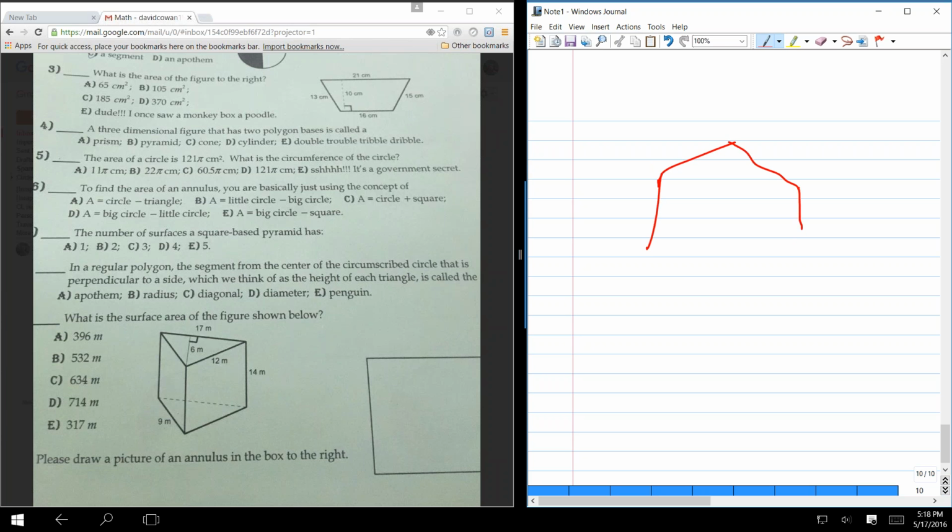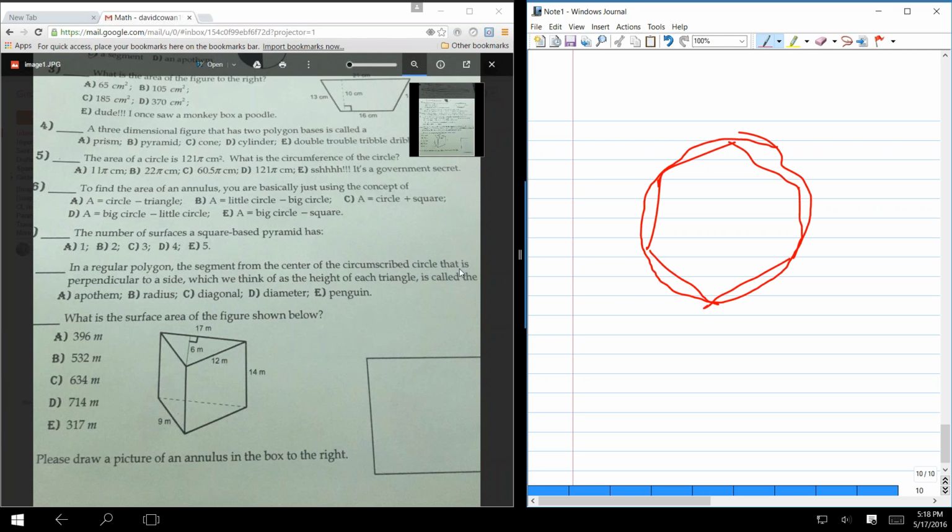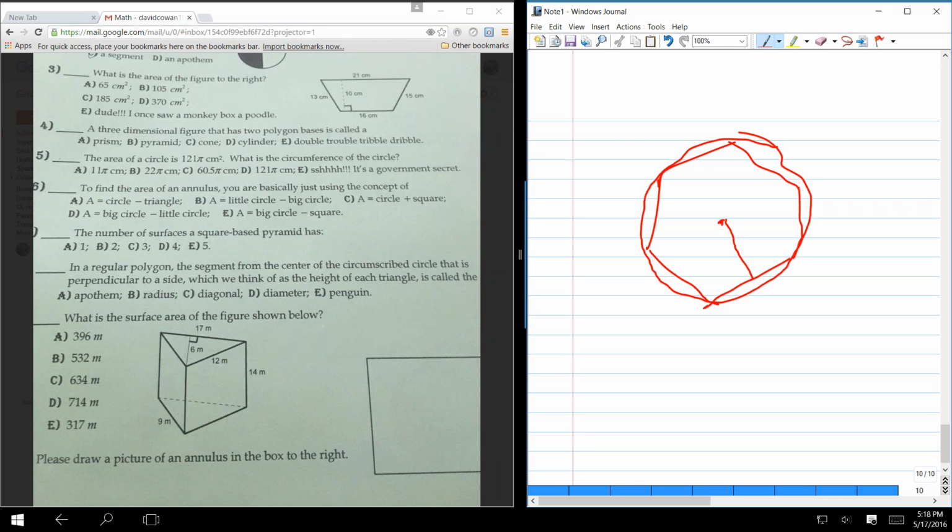let's draw us a hexagon and draw a circle around it, since they say circumscribed. Is perpendicular to a side. So they're talking about that, which we think of as the height of each triangle. What's that called?